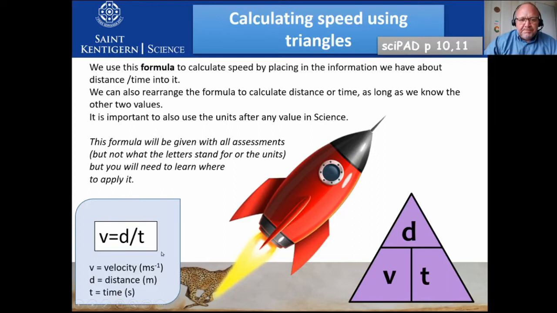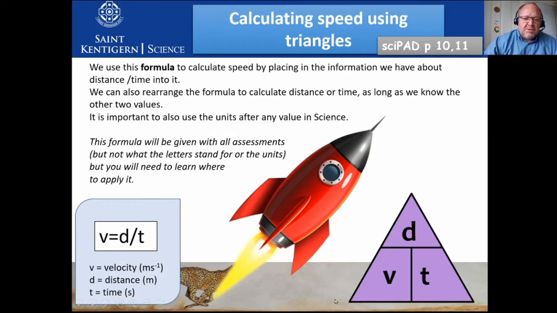So here's the formula. It is velocity, which is meters divided by seconds, meters per second. Okay, meters, remember, is the distance and second is the time. So we use the formula velocity equals d over t, distance over time. Now in all assessments you will be getting these things, so don't worry about that too much.